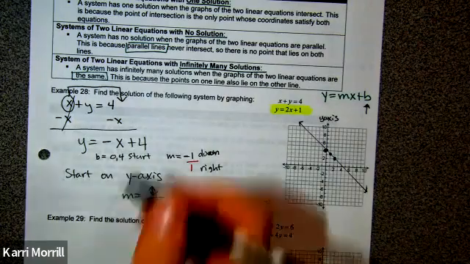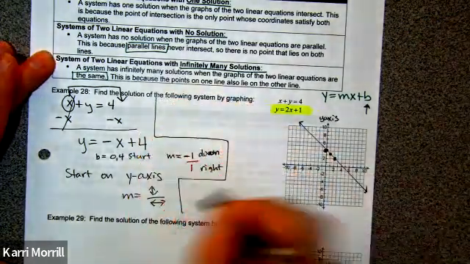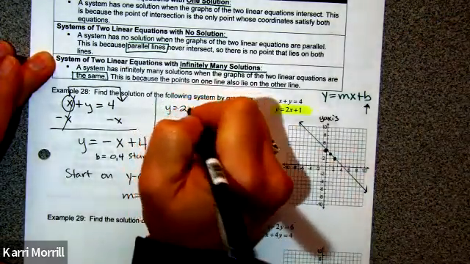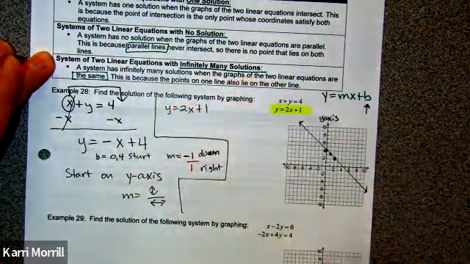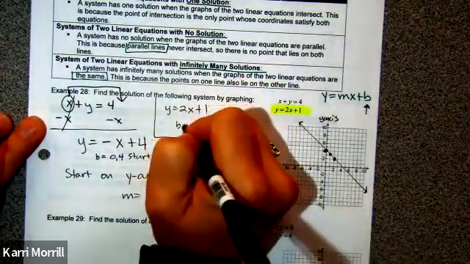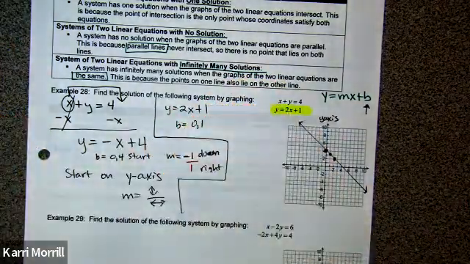When we graph this other line, we said that that's already in slope-intercept form. Just going to rewrite it. So where do we start? We're going to start at 1.